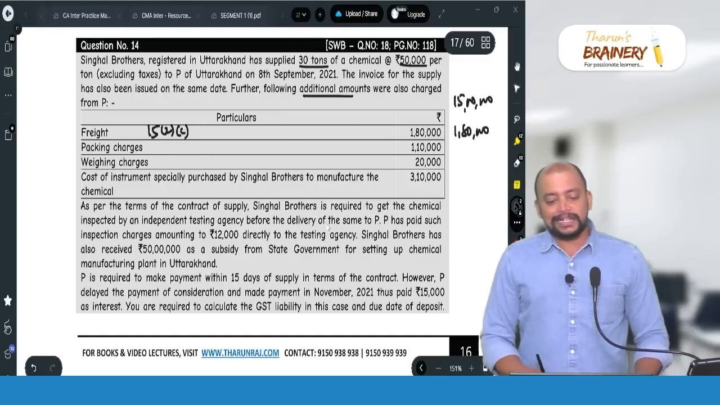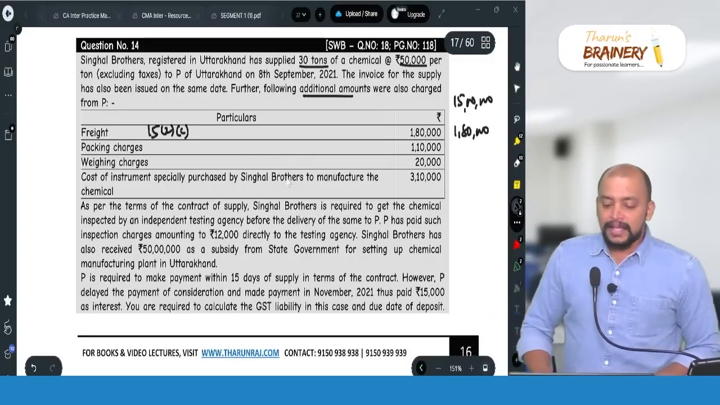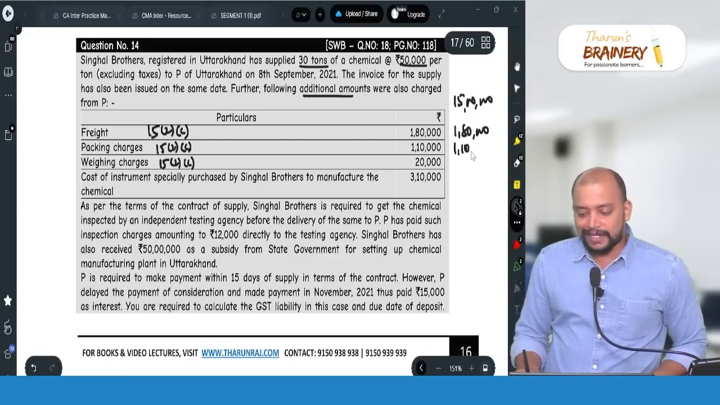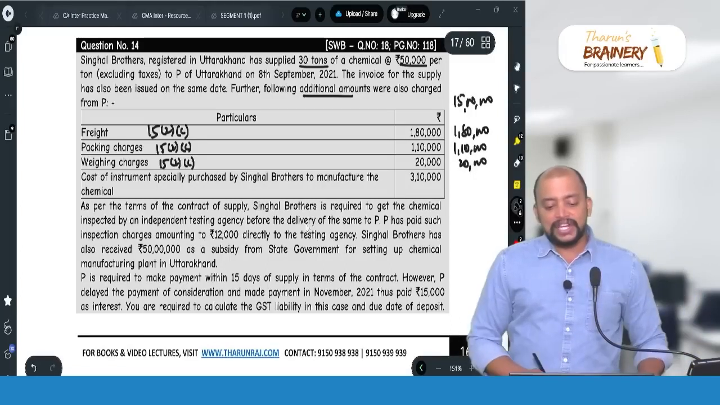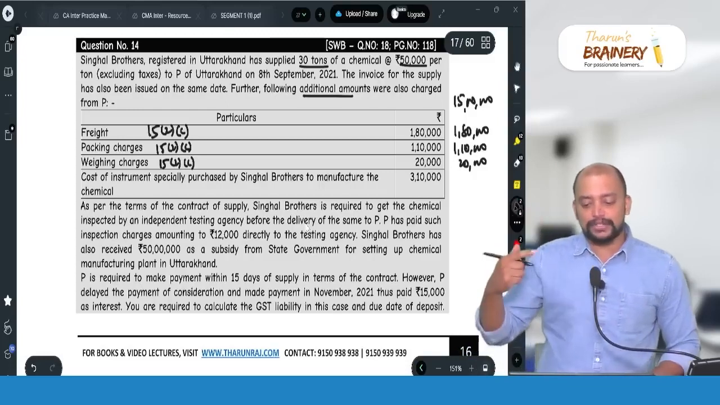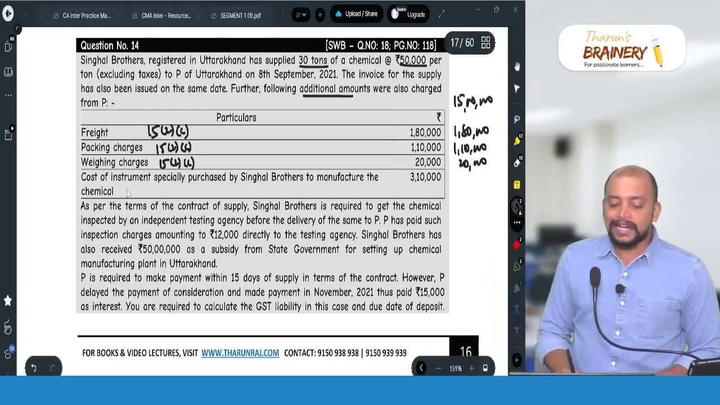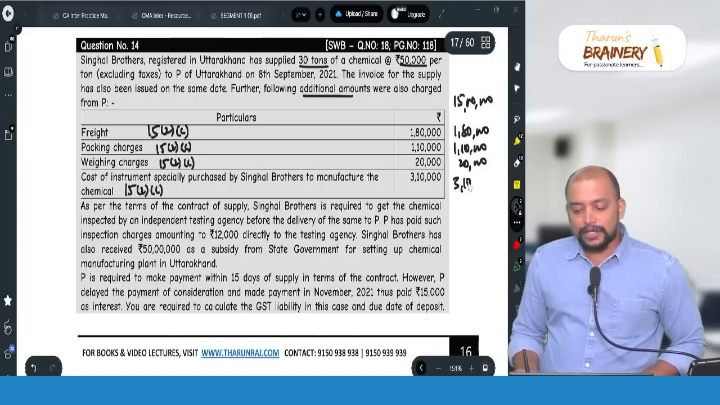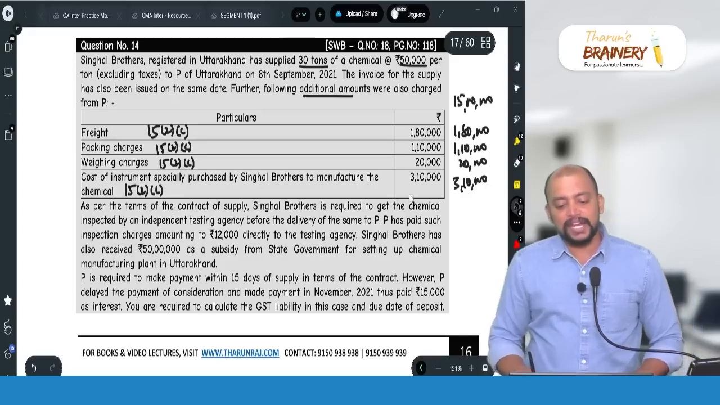Packing charges 1,10,000. Packing is incidental and weighing charges are also incidental. So, that is required for making the supply. Therefore, it is incidental. It is to be included: 1,10,000 and 20,000. Cost of installation specially purchased by Single Brothers to manufacture the chemical is also incidental with respect to this. So, therefore, we should take 3,10,000. All these are as per 15(2)(c).